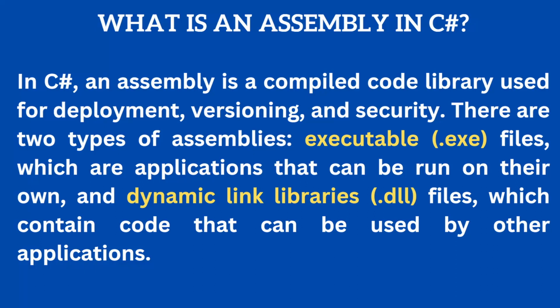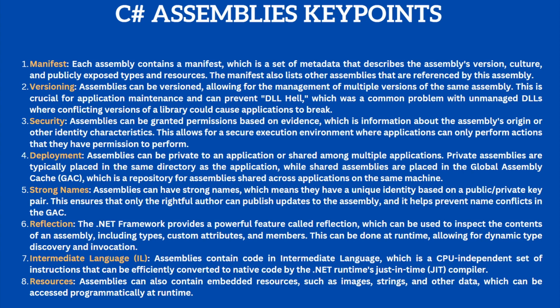What is an assembly in C#? In C#, an assembly is a compiled code library which is used for deployment, versioning, and security. In C#, we have two types of assemblies: executable and dynamic link libraries, DLLs. Now, let's take a look at the assembly's main features.